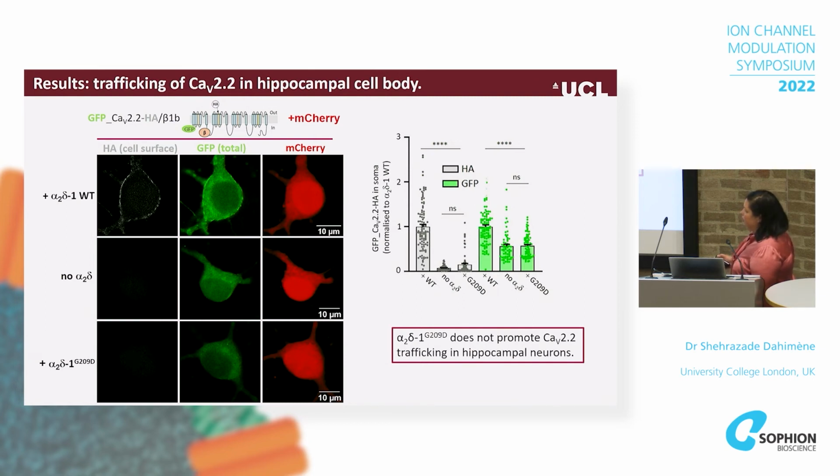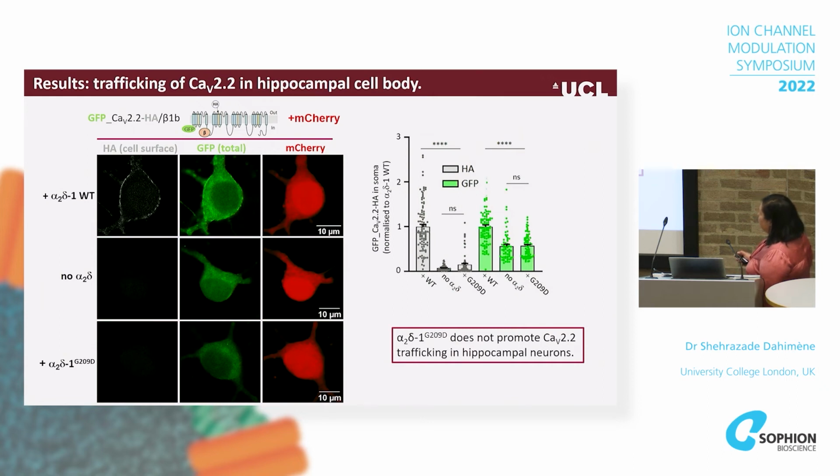We used exactly the same construct and same conditions. We can nicely detect CAV 2.2 at the cell surface in the presence of wild type alpha 2 delta 1. This was not the case with no alpha 2 delta condition, and again the same in the presence of the mutant alpha 2 delta 1. And this is again the quantification, where we see a significant reduction of HA signal at the cell surface in the presence of the mutant, which was not different from the no alpha 2 delta condition.